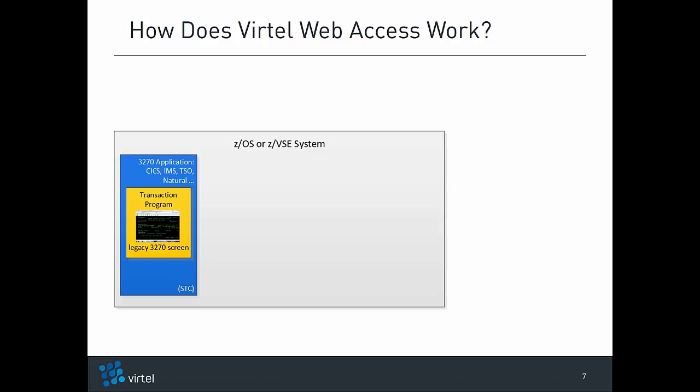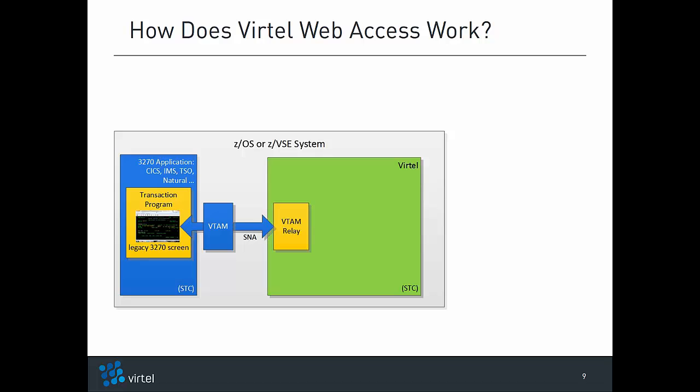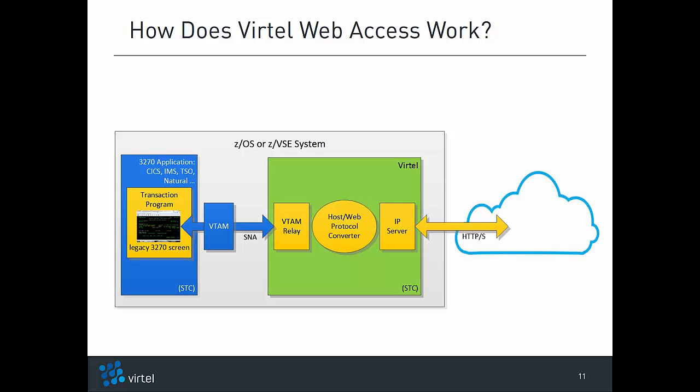3270 applications, such as CICS, IMS, and TSO, have a screen-based user interface. Screens are served to users via VTAM SNA connections. Virtel Web Access, which runs as a started task on the mainframe, behaves as a regular VTAM terminal. But behind the VTAM relay are a protocol converter between host and web connection technologies, and an IP server which manages the HTTP connections with web users.